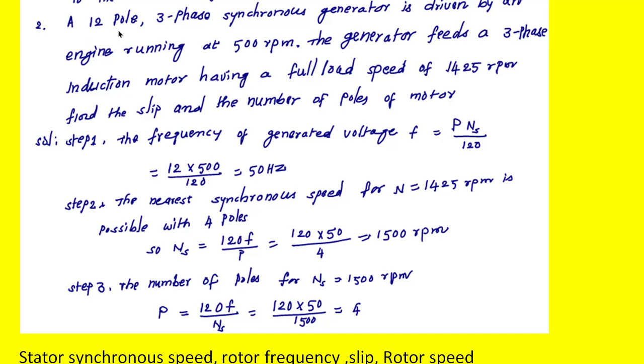A 12-pole 3-phase synchronous generator is driven by an engine running at 500 RPM. The generator feeds a 3-phase induction motor having a full load speed of 1425 RPM. Find the slip and also the number of poles of the motor.